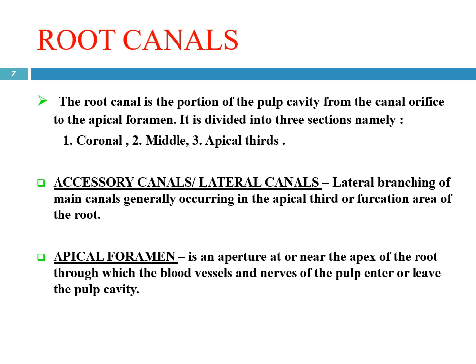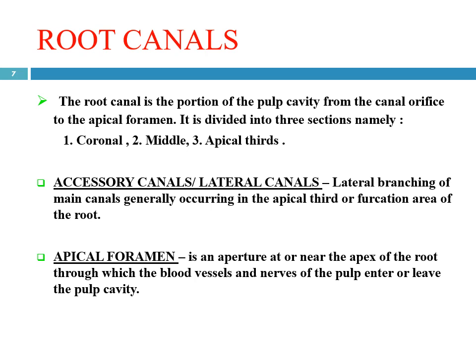So coming to the root canals, they are the portion starting from the canal orifice of the pulp cavity to the apical foramen, and they are divided into three sections, namely the coronal portion, the middle third, and the apical one third. The accessory or lateral canals are nothing but lateral branches of the main canals, occurring in the apical third or in the furcation region.